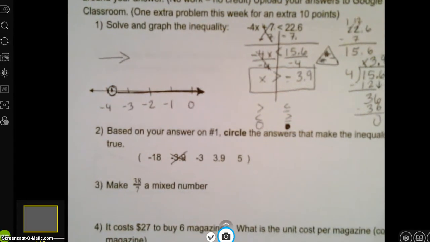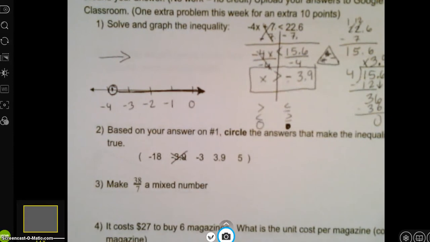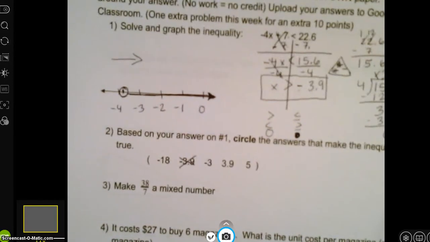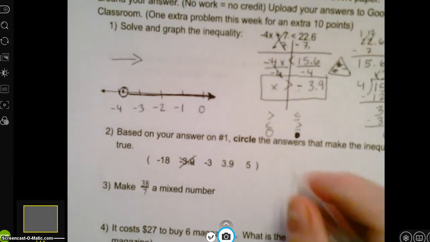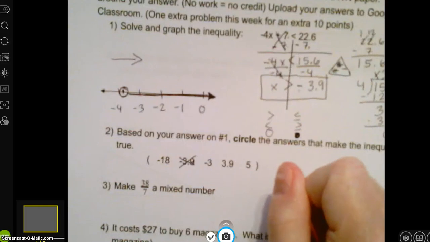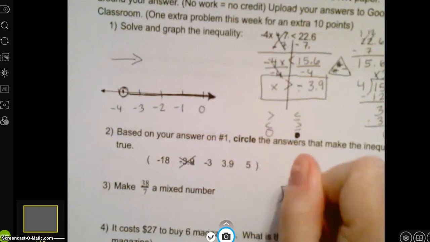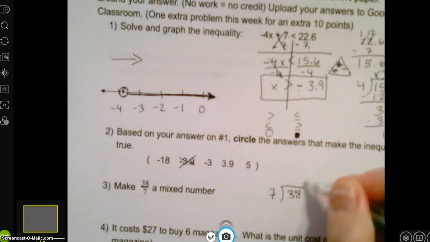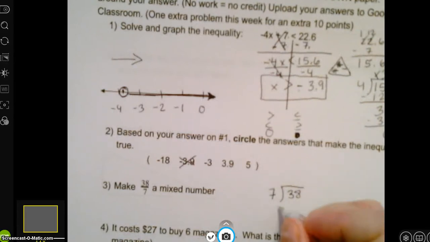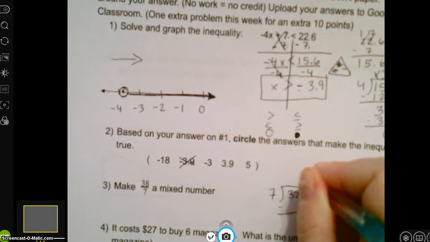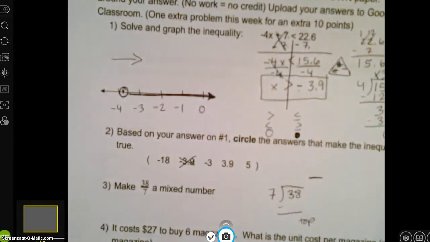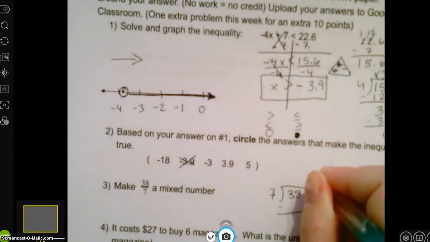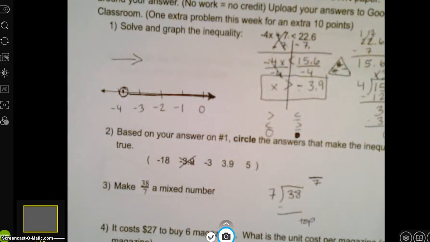So guys, I still have a few of you messing up number 3. I do not want to do all of number 3, but remember, it's just division. 38 divided by 7. You're going to get a whole number here, right? And then you subtract, and whatever you get goes on top. And your denominator is a 7, okay?